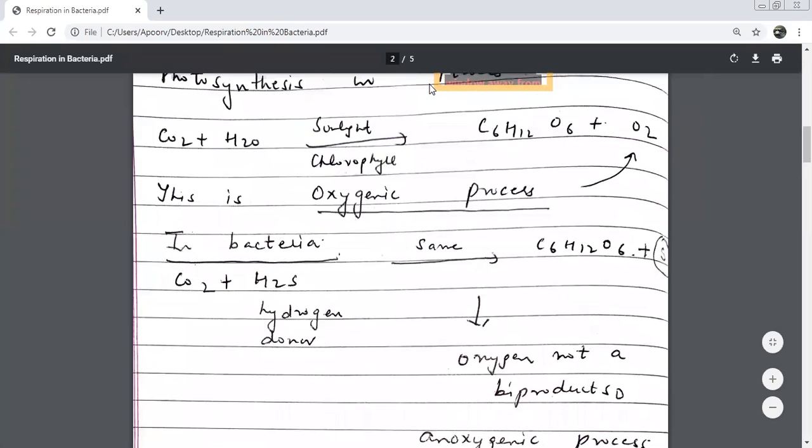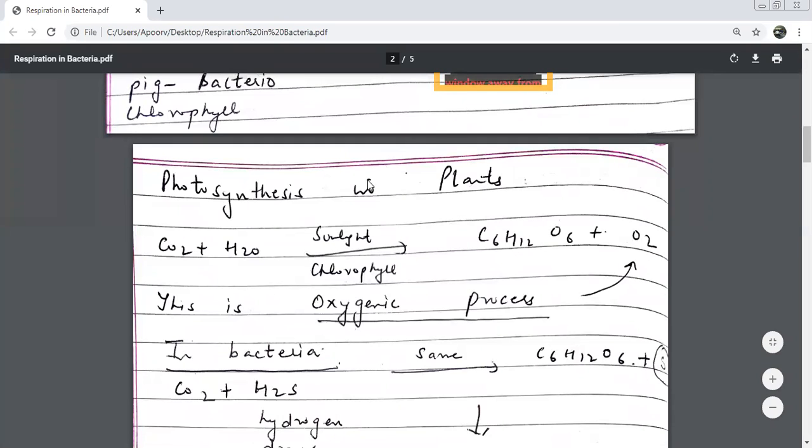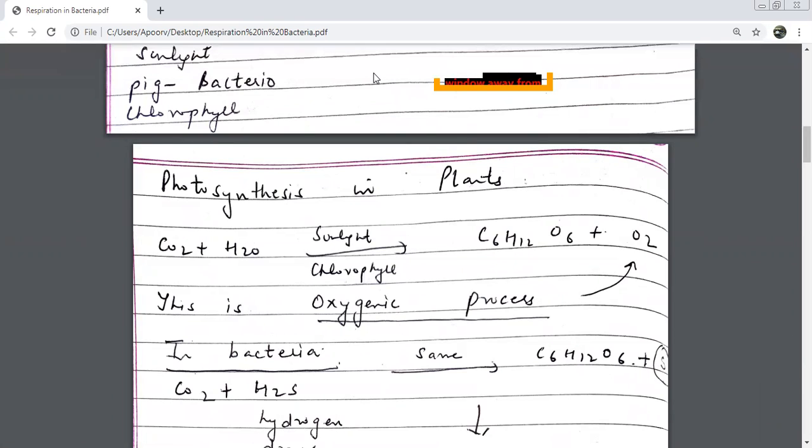Now see the equation. Let me explain the difference in photosynthesis in plants and the photosynthesis which is going to take place in bacteria. Yes, beta. Ma'am, can you please scroll to the classification of autotrophs?